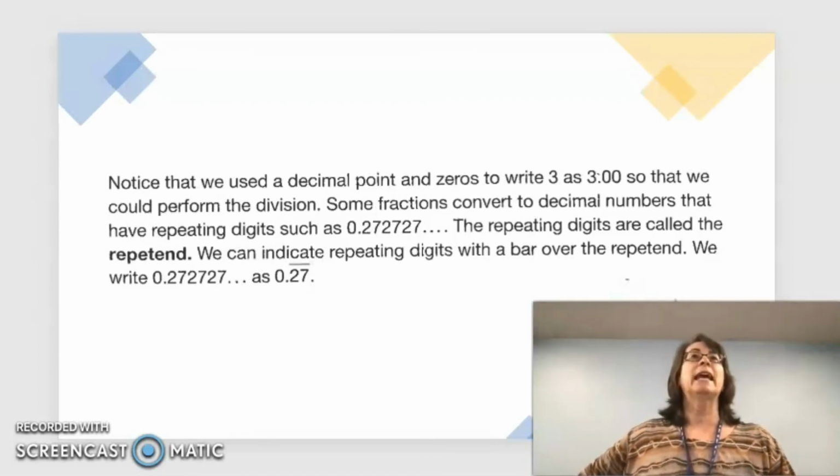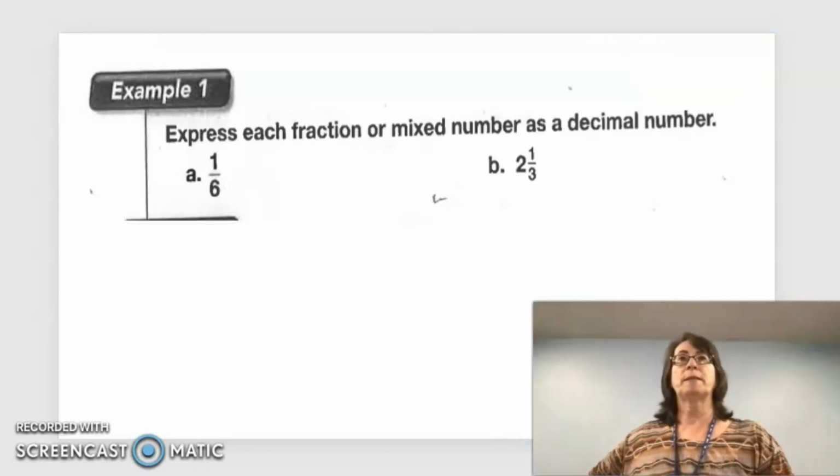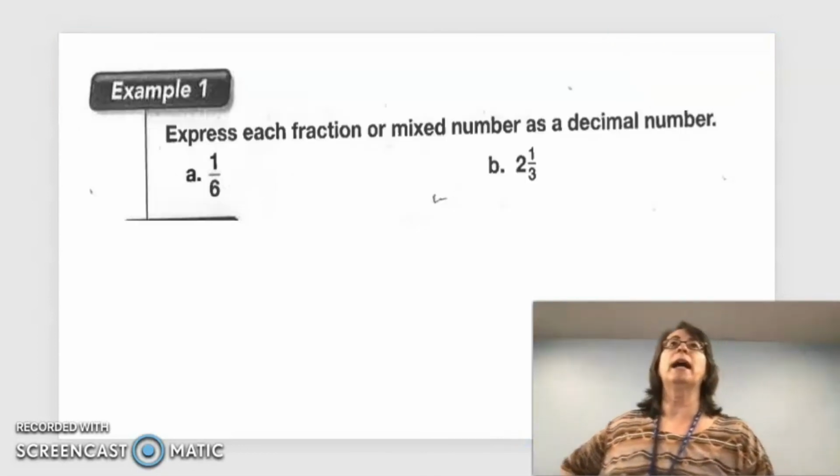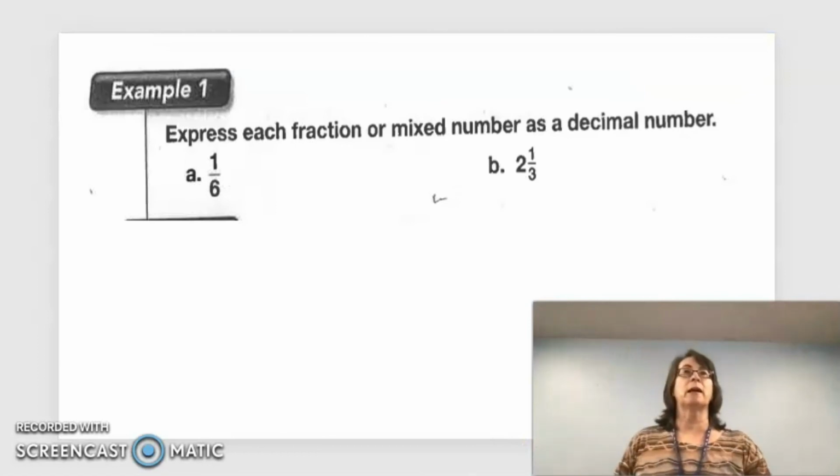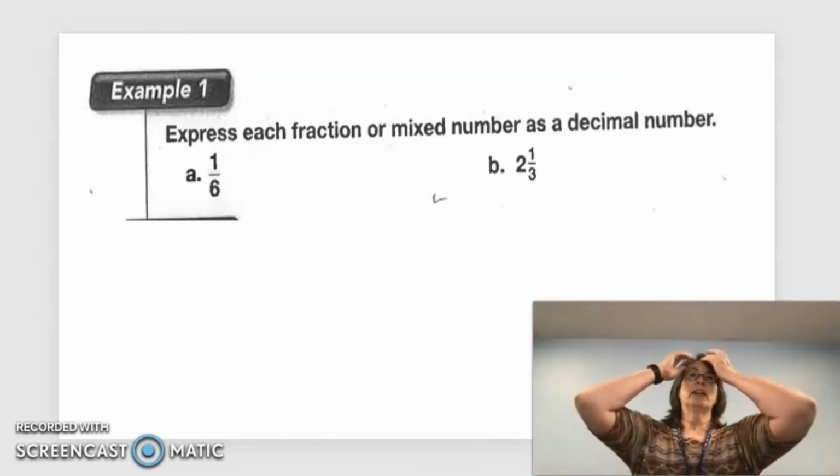We can indicate repeating digits with a bar over the repetend. We write 0.272727... as 0.27 with the repetend bar over the repetend. Okay, so express each fraction or mixed number as a decimal number.